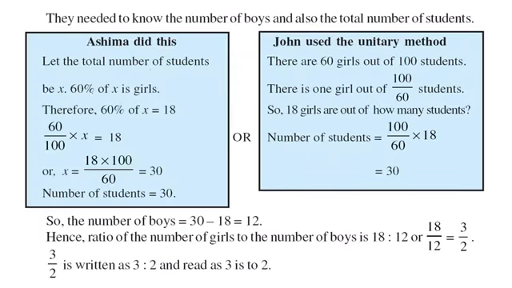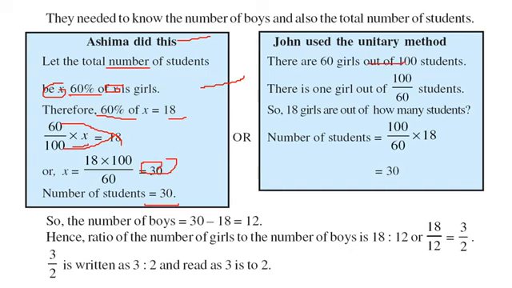So for the first part, Ashima did something like this. She said, let the total number of students be x. So 60% of x are girls. So 60% of x is 18. So 60 by 100 of x is 18. So x can be found out. Take 100 in the numerator and 60 in the denominator. You get the number of students as 30.